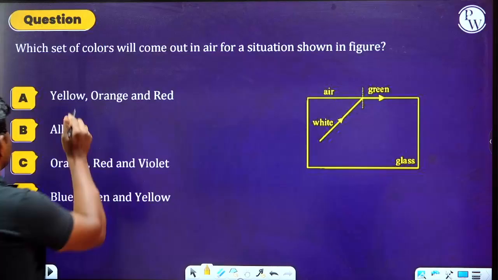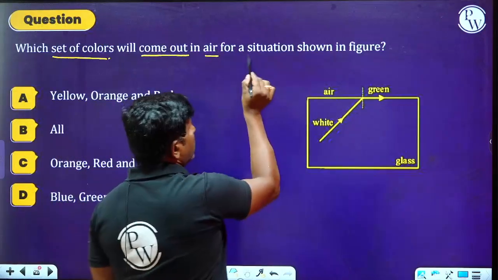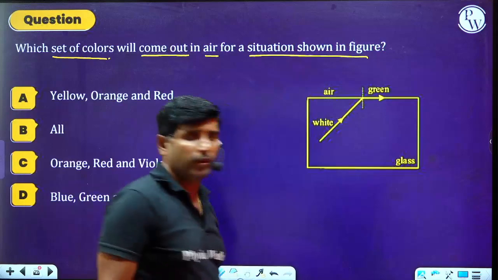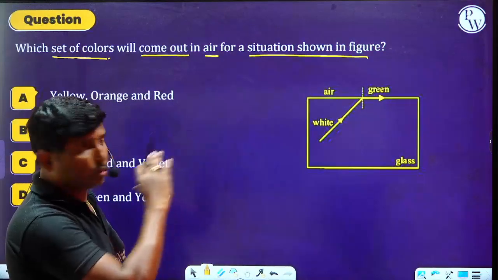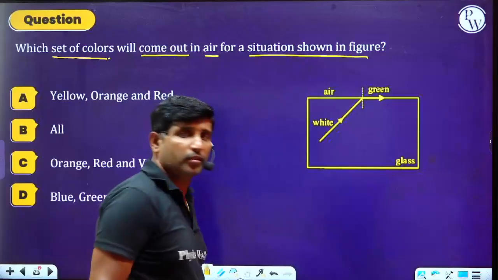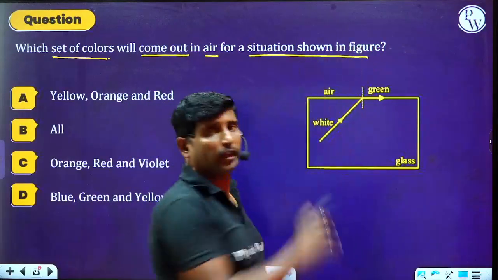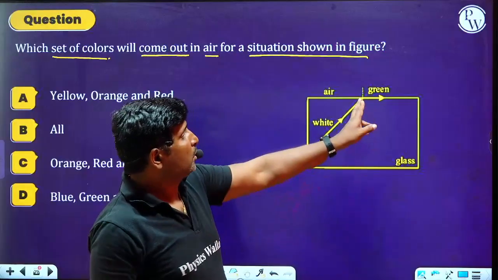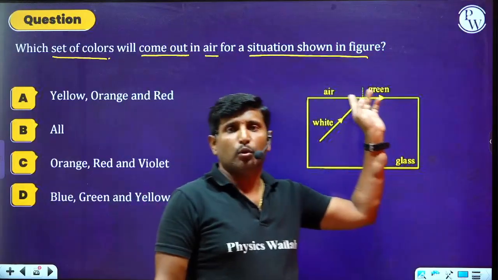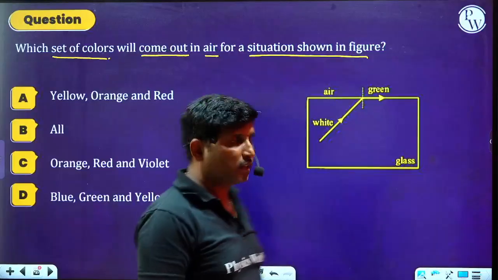Please read this question here. Which set of colors will come out in air for the situation shown in the figure? Observe the diagram carefully here. White light is incident from the glass to the air medium. Observe this: the green light is grazing the surface.